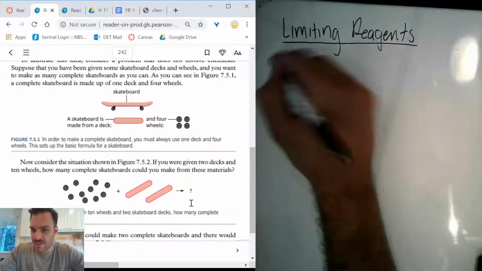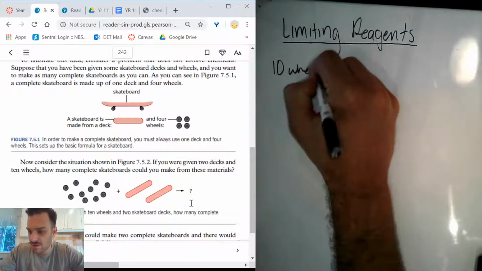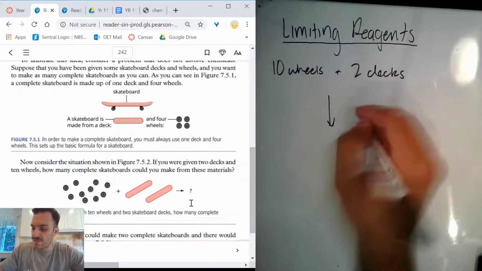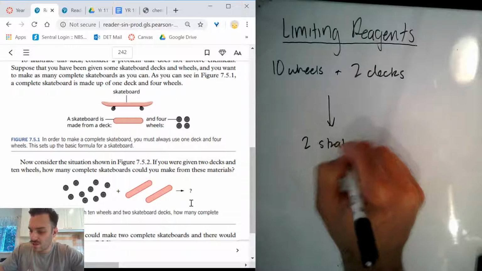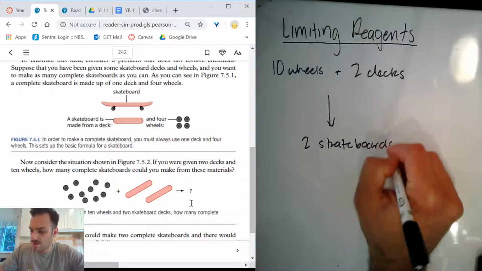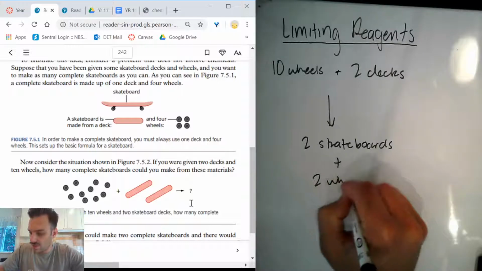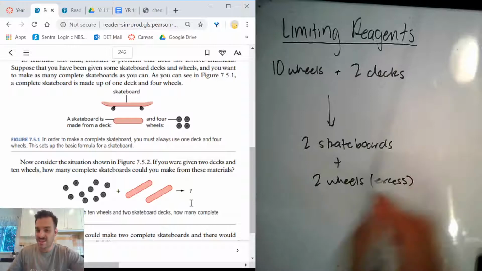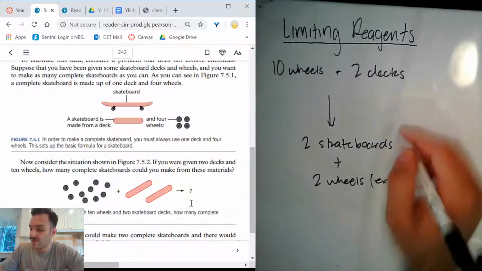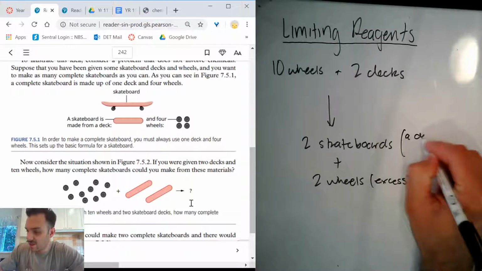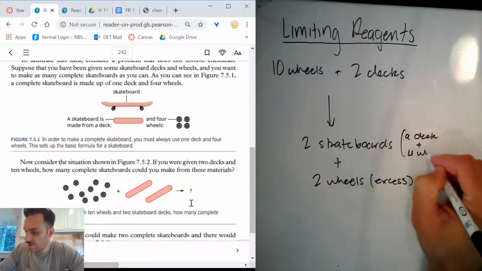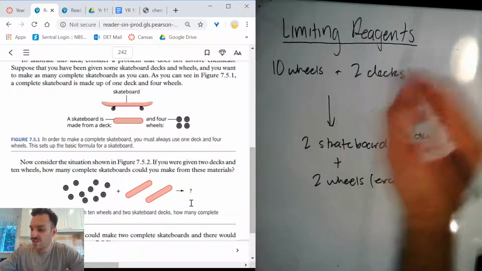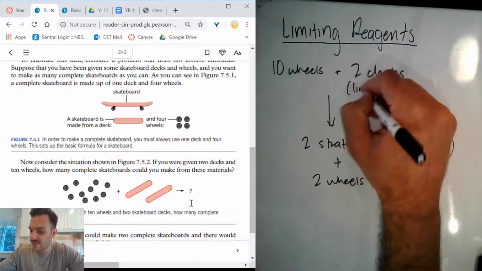So let's just write that down. So we've got 10 wheels plus 2 decks. But this only goes to make 2 skateboards plus 2 wheels in excess. Okay, we call this the excess reagent. Okay, so the skateboard's obviously made of a deck plus 4 wheels. All right, we therefore call our limiting reagent the decks.